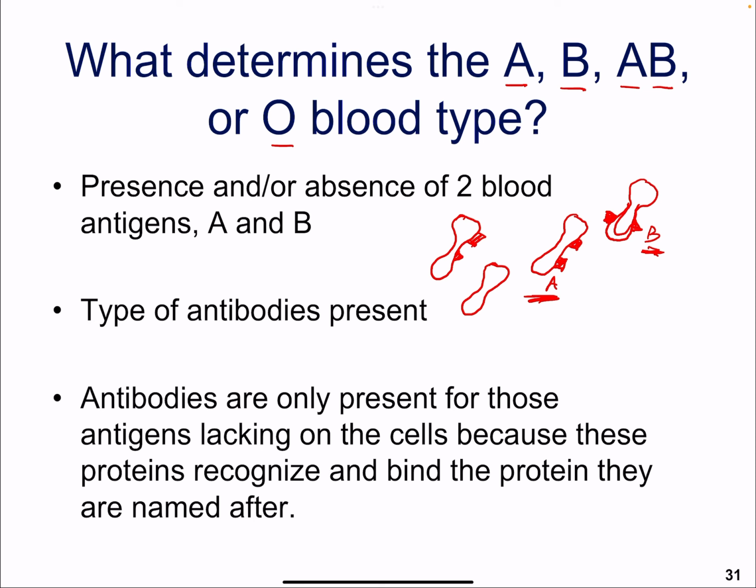How about individuals who are AB? Individuals who are AB are not going to produce antibodies against A or against B because A and B are part of themselves, right? And finally, individuals that are O are going to produce antibodies against A and against B because A and B are foreign to them.